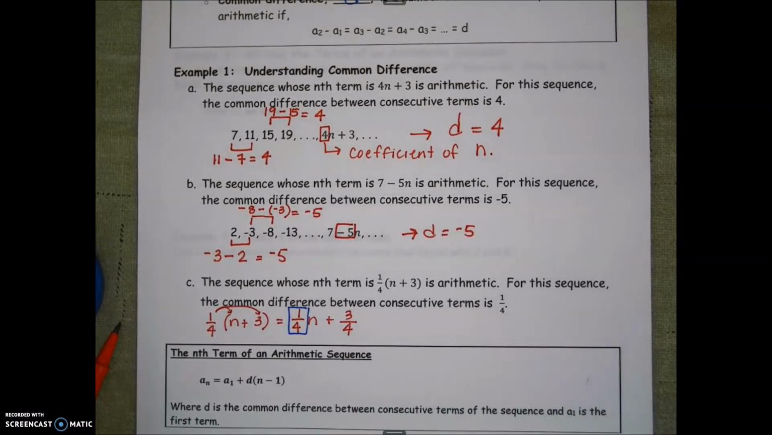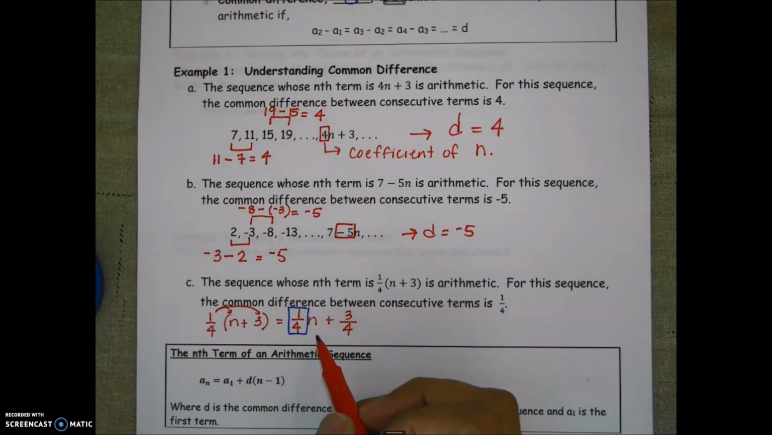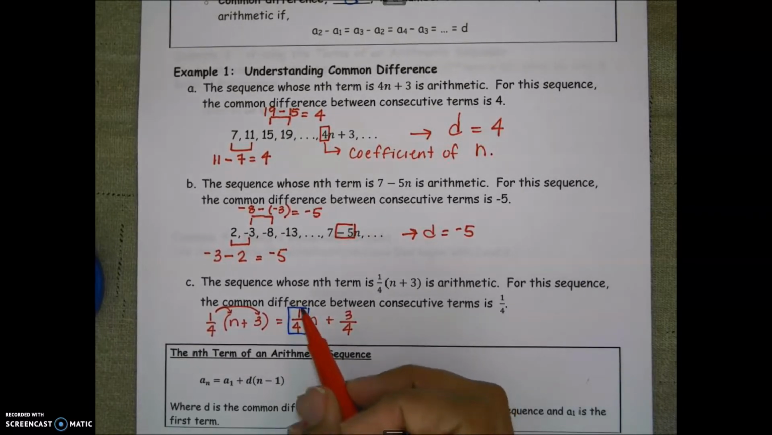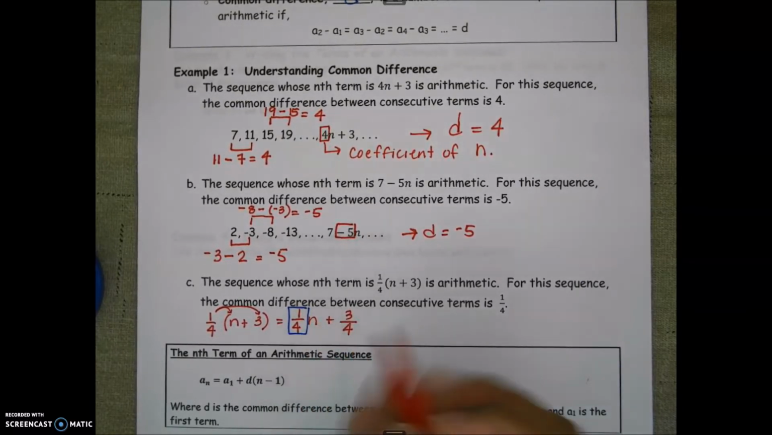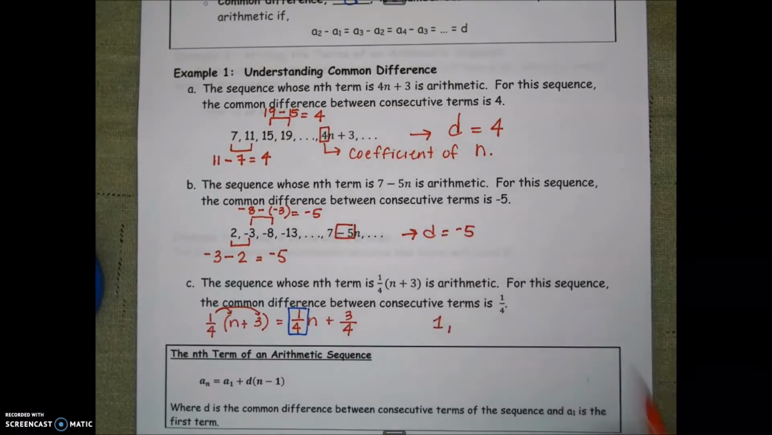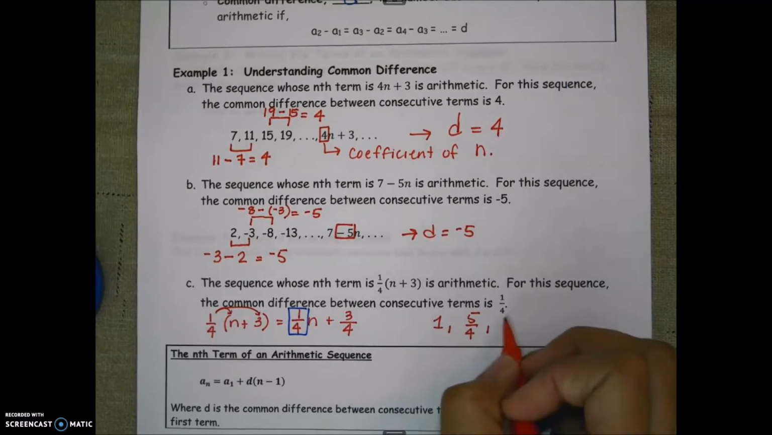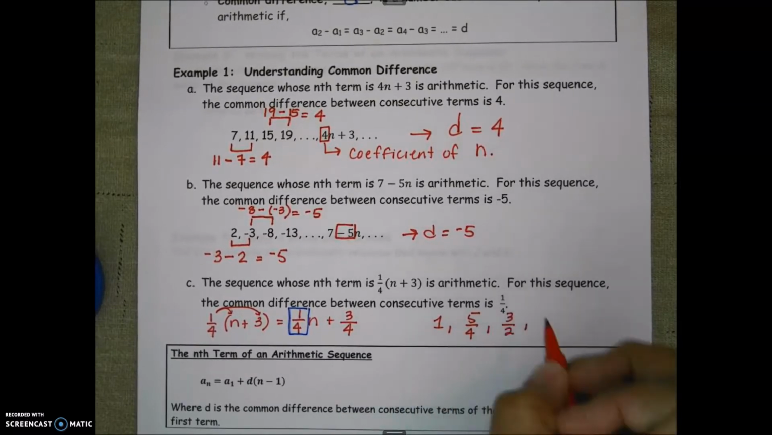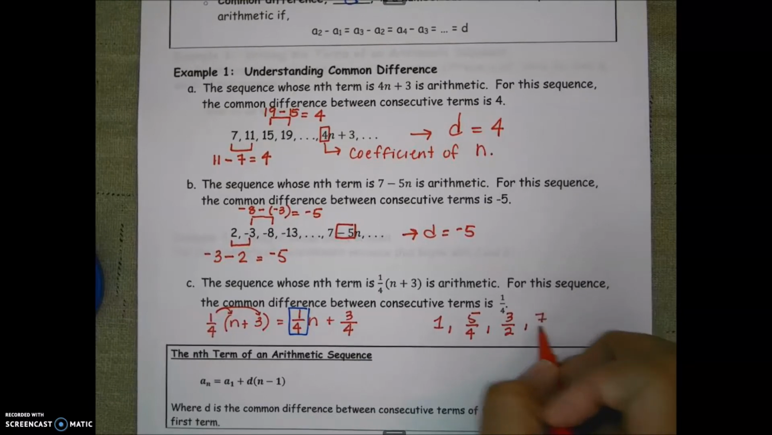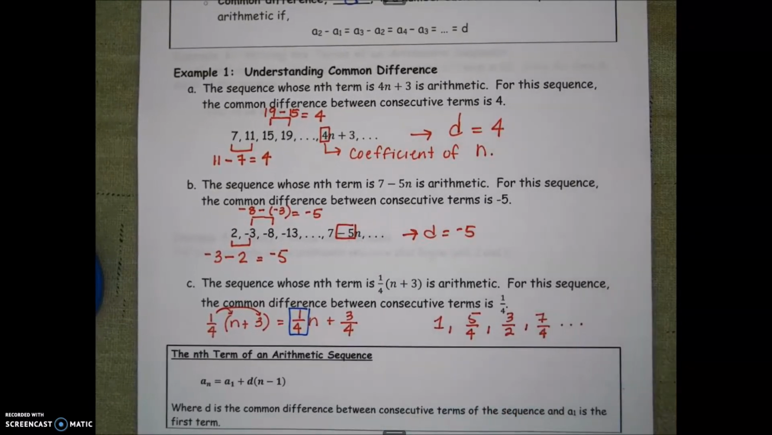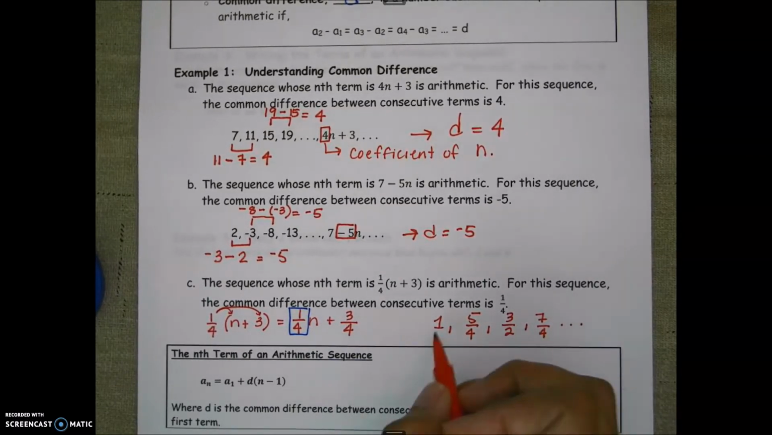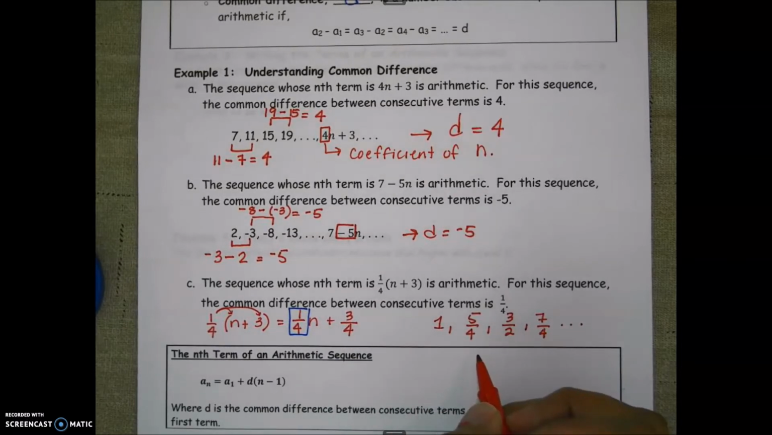You can also figure out what the first term is by substituting 1 for n. So it'll be 1/4 times 1 plus 3/4, which will give you 1. And then you substitute 2, you get 5/4. If you substitute 3, you will get 3/2. If you substitute 4, you will get 7/4, and so on. That's just by substituting what the first term, second term, third term, and fourth term is. All right, and if you were to find the difference between the first two consecutive terms, 5/4 minus 1 is 1/4.